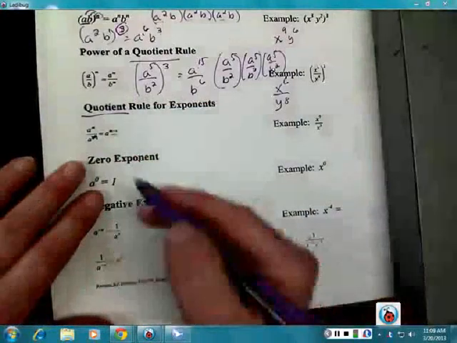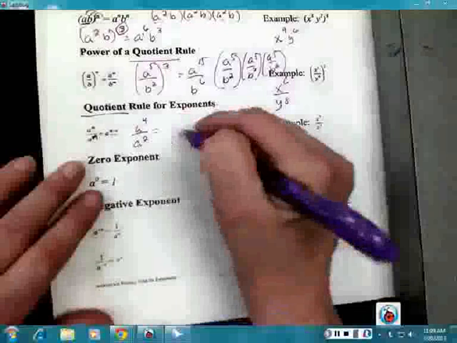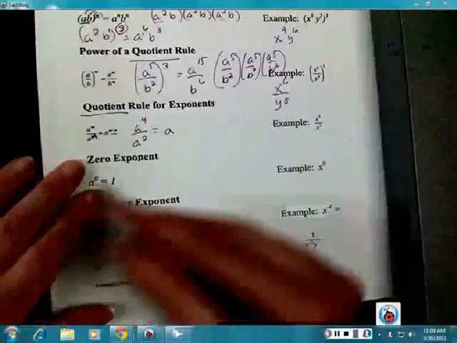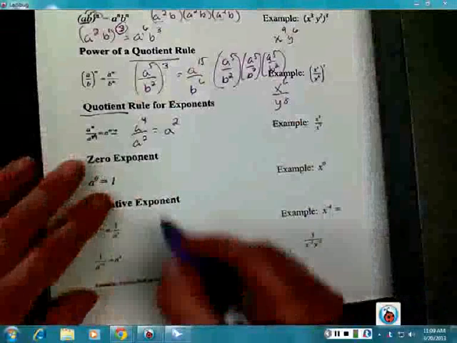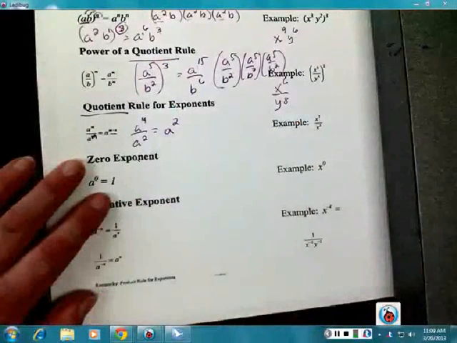So if I had A to the fourth over A to the second, what would my answer be? It would be A to the second. Yep, A to the second, because 4 minus 2 gives me an A to the second power, right?